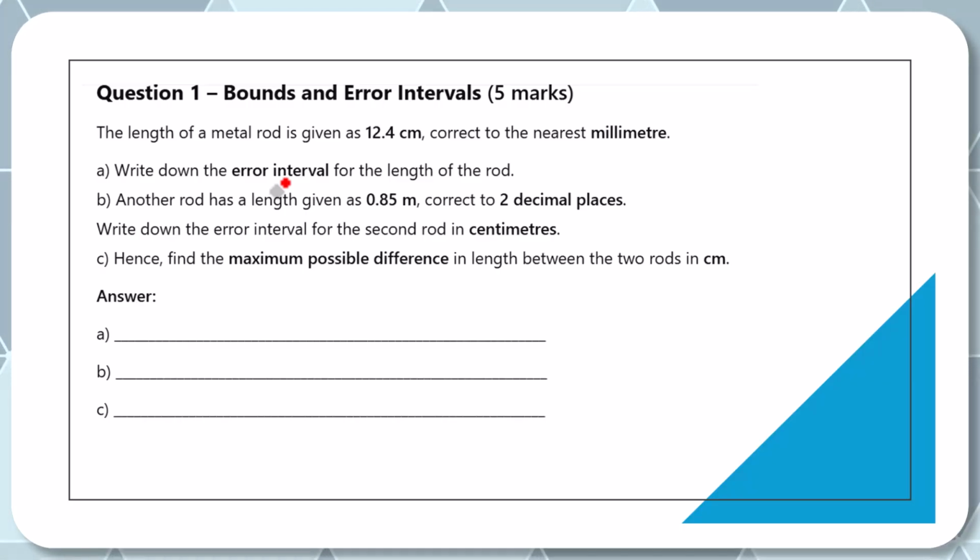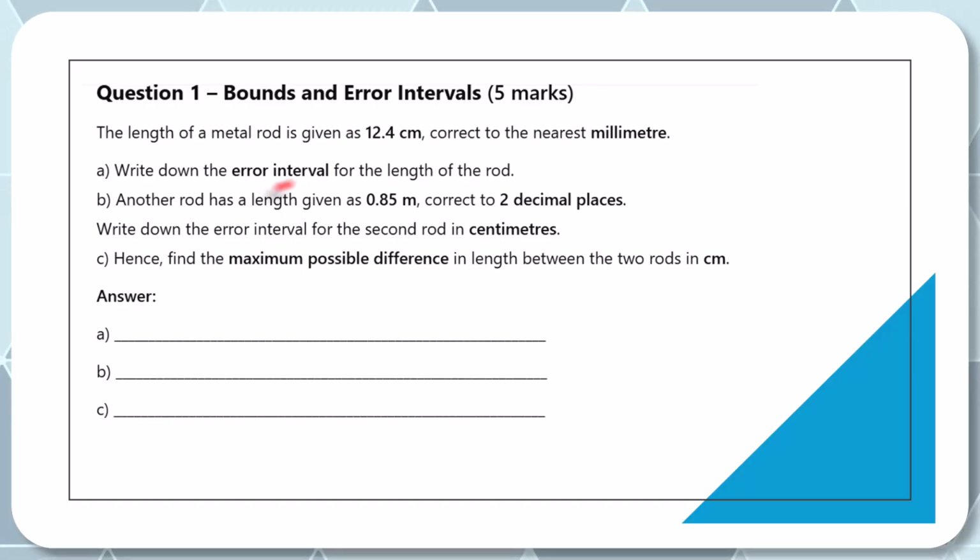Okay, so I hope that you've paused the video and tried question 1. Question 1 is about upper bound and lower bound and also error interval. If you think you've done this question correctly, you can slide the video and see the mark scheme. If you got it right, then you can move on. Otherwise, I would like to go over this.